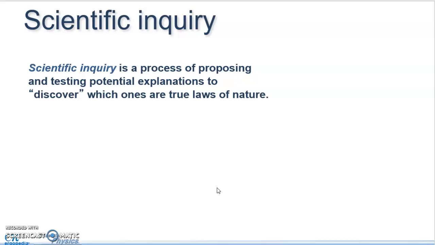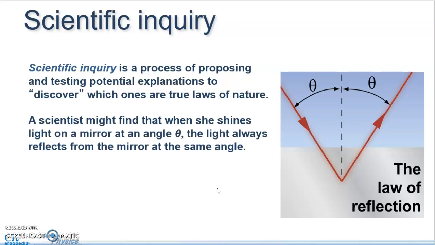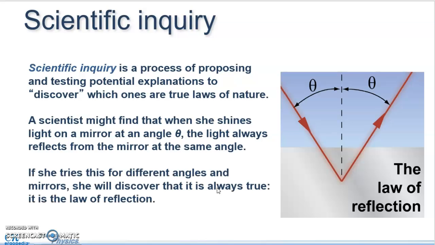All right, so scientific inquiry is a process of proposing and testing explanations to discover which ones are true, or at least test true with the experiments that we design. One example of that is to discover the law of reflection. You might shine light into a mirror at a certain angle and then measure the reflected angle, and you would discover the law of reflection, because you would see that the reflected angle is always the same as the incident angle.